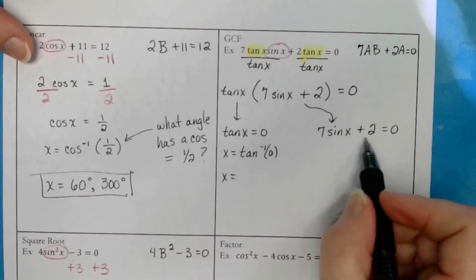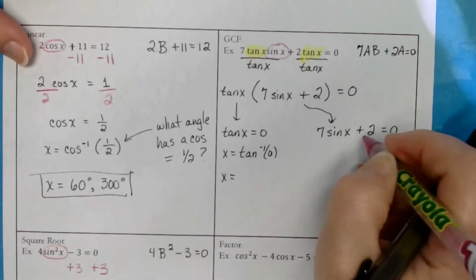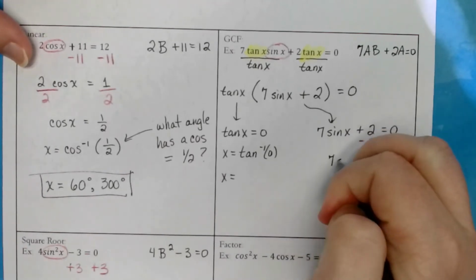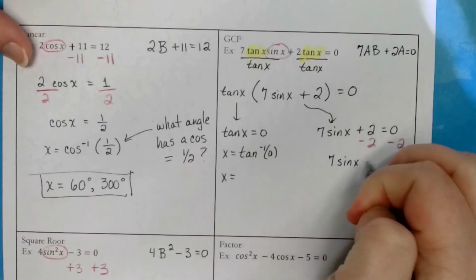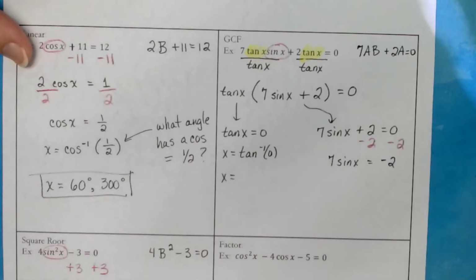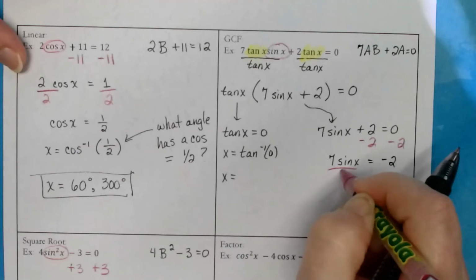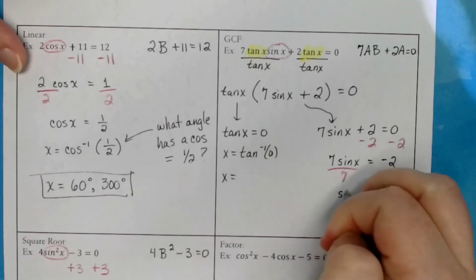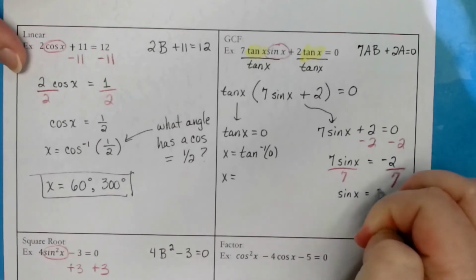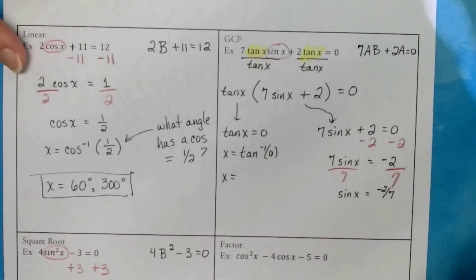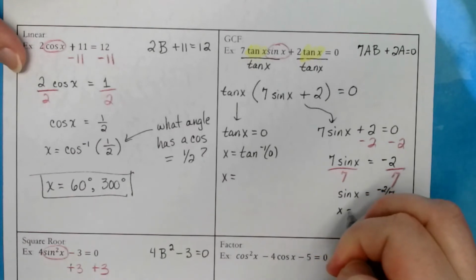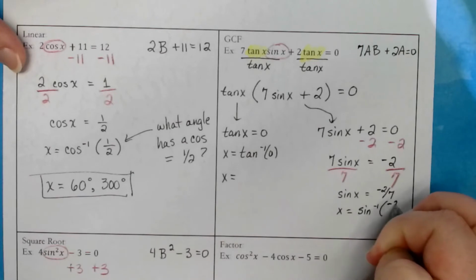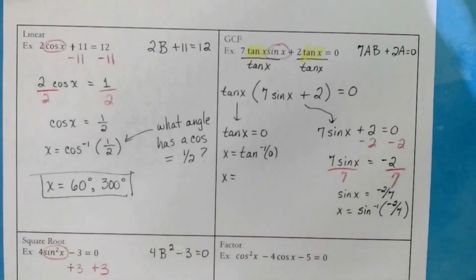What are we going to do with that 2? You got it. We're going to subtract. So 7 times the sine of x is equal to negative 2. Well, what would we do with the 7? We're going to divide. Awesome job. So I have sine of x equals negative 2 over 7. And you're saying, but Mrs. Boots, that is not on the unit circle. You would be correct. So we're actually going to plug this one into our calculator to get the answer.